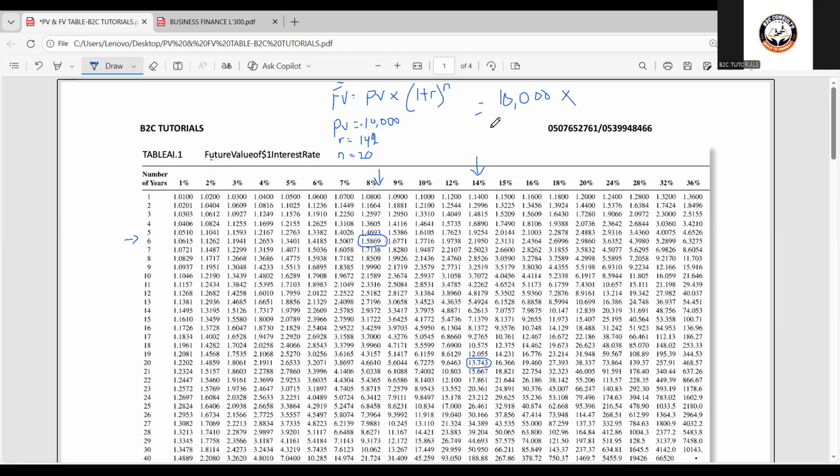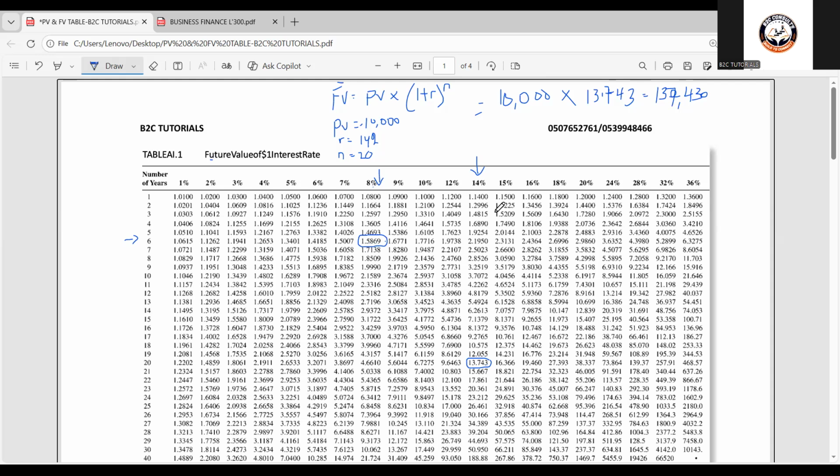13.743. So I'll be multiplying 10,000 by 13.743, and that is also going to give me 137,430. So this is what we are going to get when the rate increases.